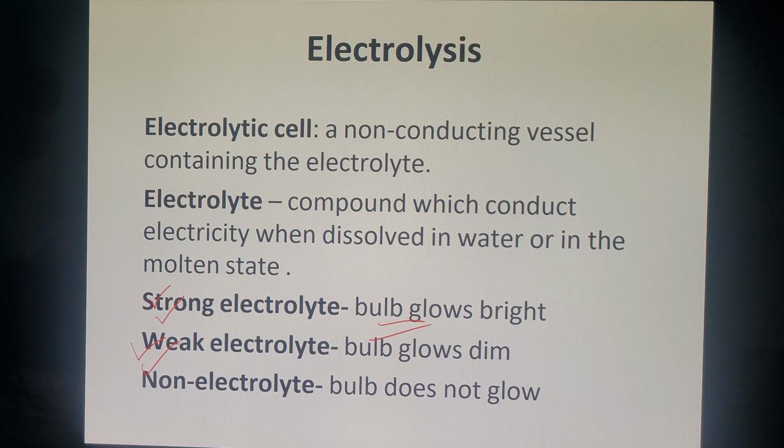And then you have some other substances called non-electrolytes. What are non-electrolytes? From the word itself, they will not allow electric current to pass through them. Clear? So basically they are non-conductors. So in this case, the bulb is not going to glow.